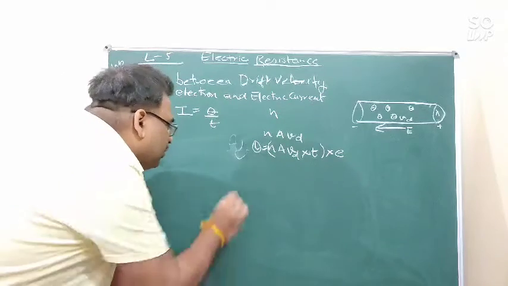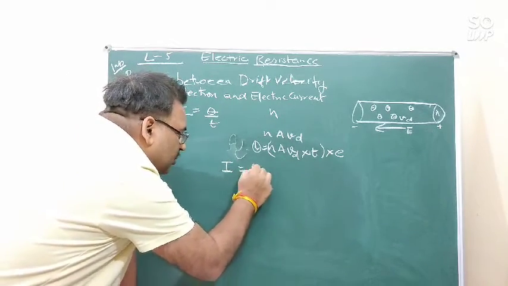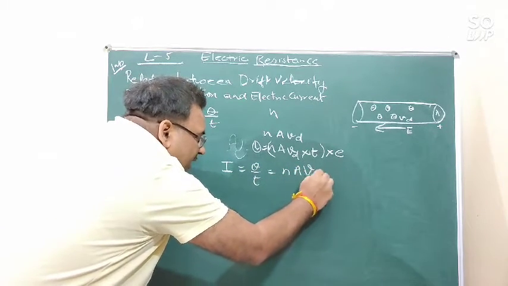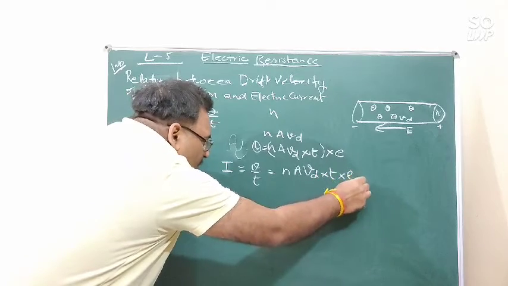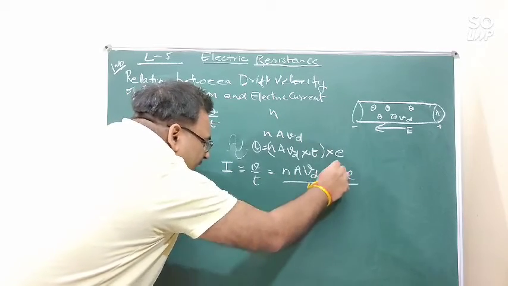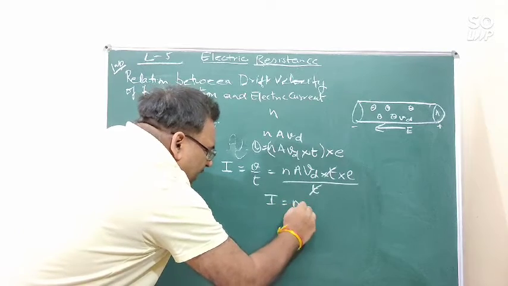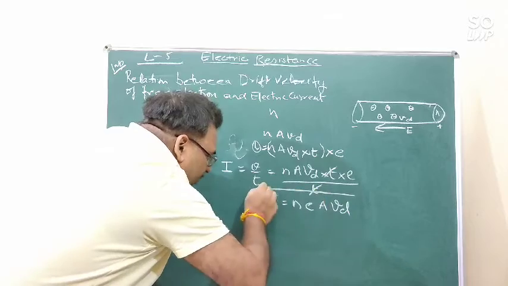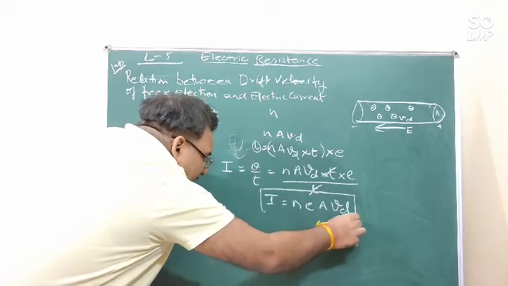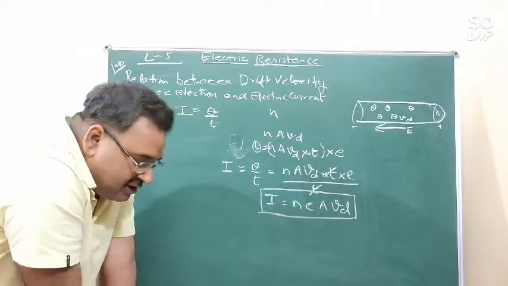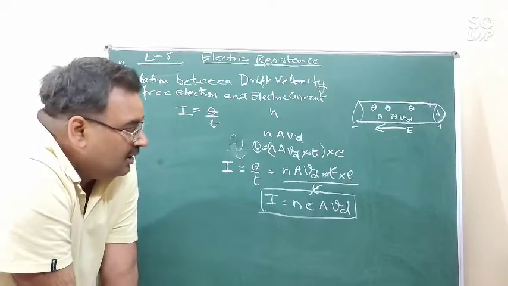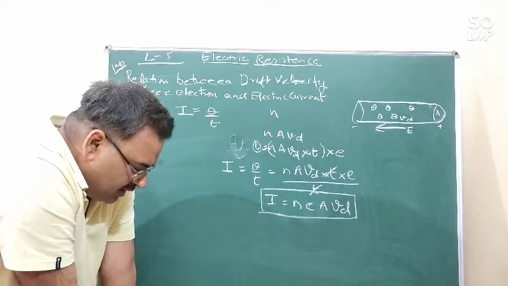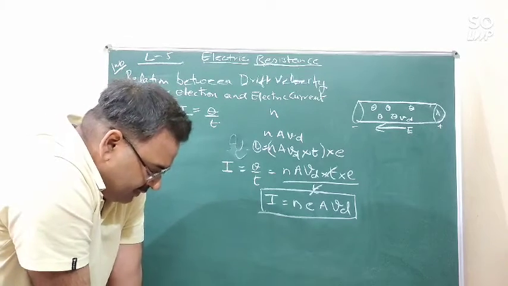Now I is equal to Q upon t. We substitute NAVD into t into e upon t. So t cancels, and I is equal to NeAVD. This is an important formula. This is the relationship between the current and the drift velocity. So I is equal to NeAVD.